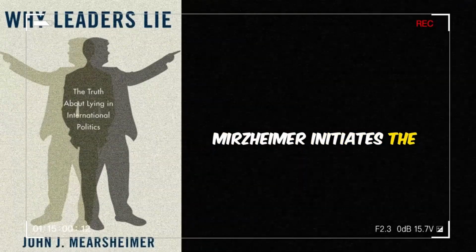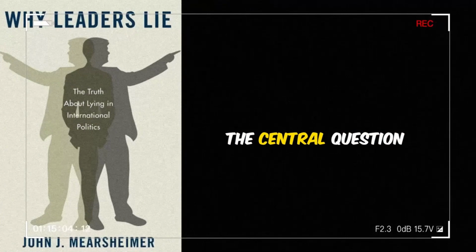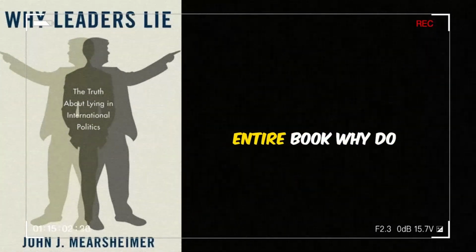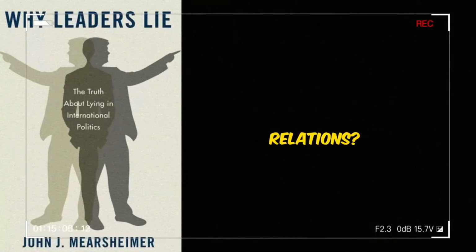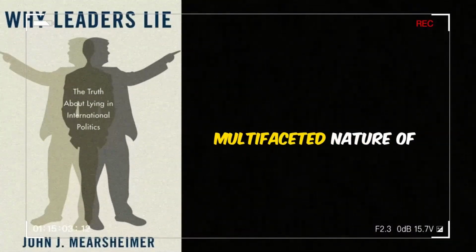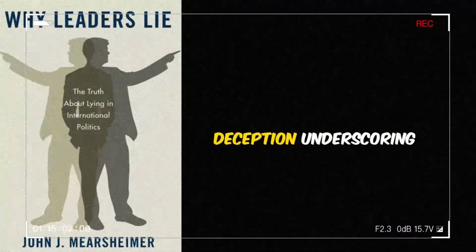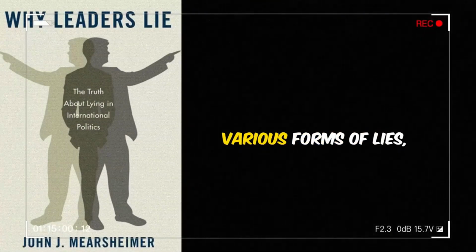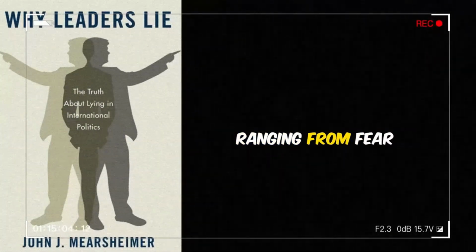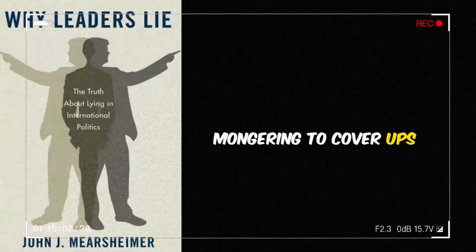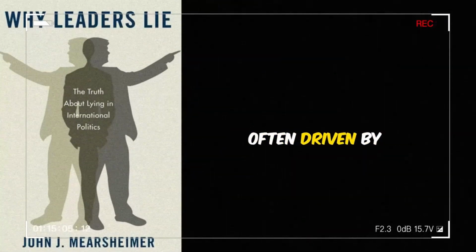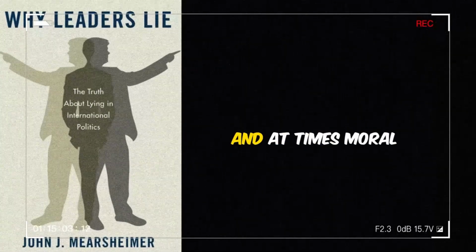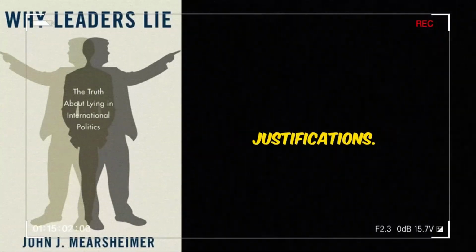Mearsheimer initiates the chapter by revisiting the central question that underpinned the entire book. Why do leaders lie in the realm of international relations? He reflects on the multifaceted nature of deception, underscoring that leaders employ various forms of lies, ranging from fear-mongering to cover-ups and nationalist myths. These deceptions are often driven by strategic considerations and, at times, moral justifications.